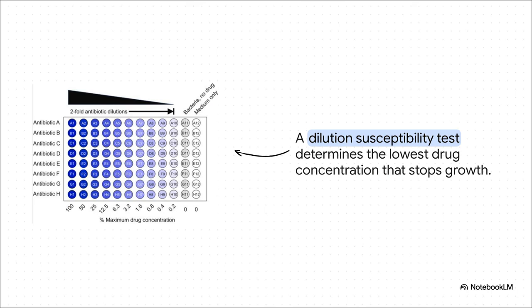So, how do we figure out if an antibiotic actually works? Well, we do tests like this one. What you're seeing is a dilution test. See how each row has those little cloudy wells? That's bacterial growth. As you go from left to right, the drug gets weaker and weaker. We're basically looking for the exact point where the cloudiness disappears. That's the sweet spot, the lowest concentration of the drug that can still stop the bacteria in its tracks.